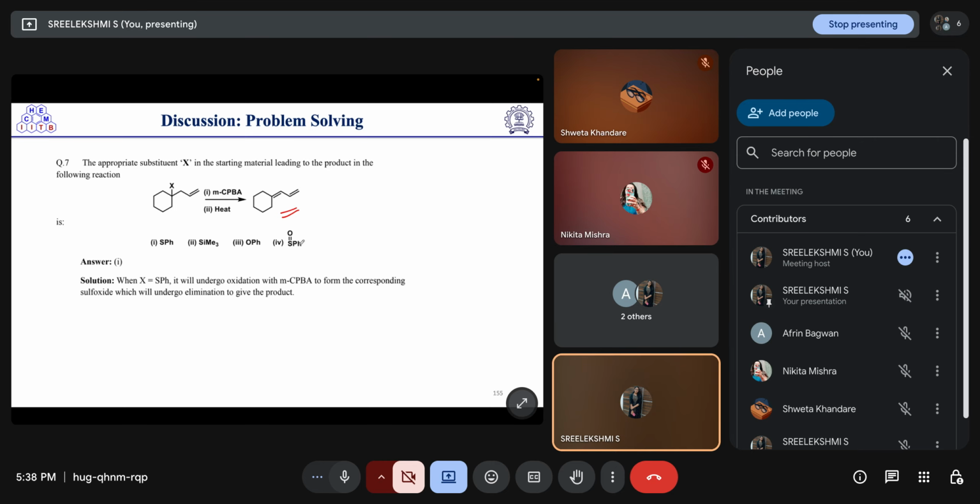So here, when this SPh is there as the substituent, as I said, this mCPBA will provide an oxygen. So this SPh can be oxidized into the corresponding sulfoxide, that is S double bond OPh. Then in the next step, this elimination is happening. So this will come over here and this will go. If it is any other group, such type of oxidation is not possible.